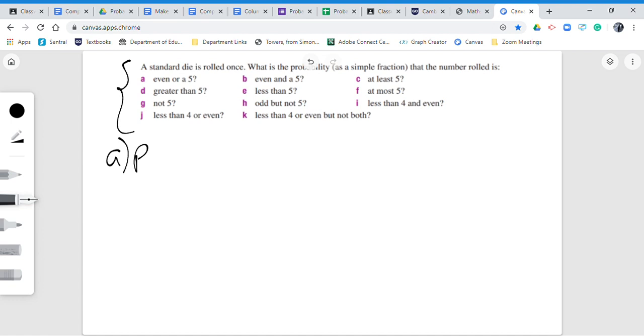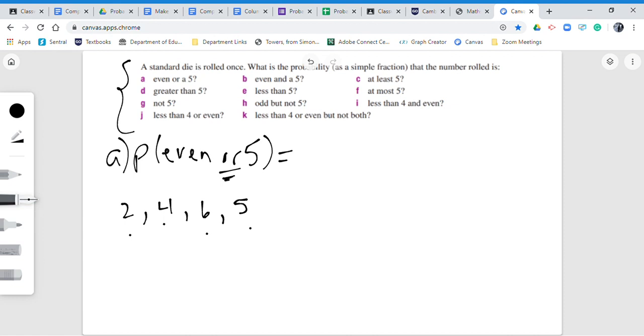The first one asks, what's the probability of something being even or a 5? The key there is "or". So I'm rolling a standard dice. It can be a 2, a 4, a 6, or a 5. It can be any of these possibilities. That's what the "or" means. So that would be 4 out of 6 chances, or simplified, 2 out of 3. So that's for A, and a really easy way to think of A.